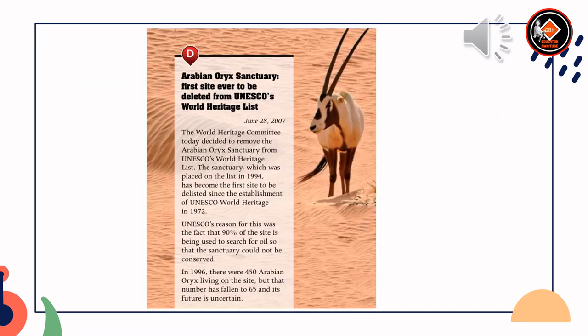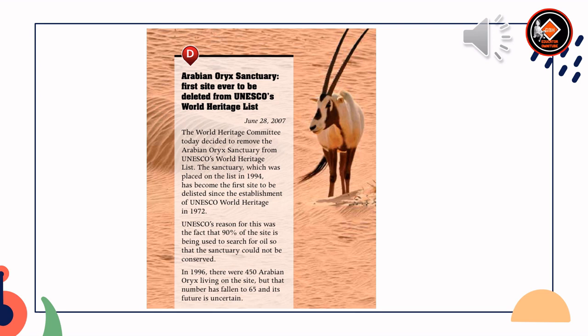Arabian Oryx Sanctuary. First site ever to be deleted from UNESCO's World Heritage List. June the 28th, 2007. The World Heritage Committee today decided to remove the Arabian Oryx Sanctuary from UNESCO's World Heritage List. The sanctuary, which was placed on the list in 1994, has become the first site to be delisted since the establishment of UNESCO World Heritage in 1972.